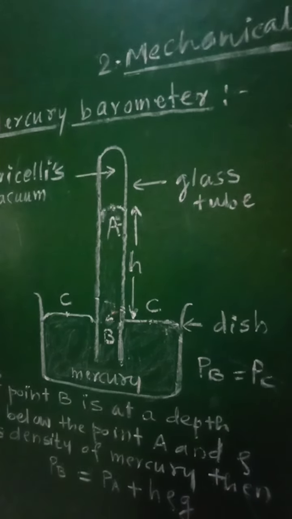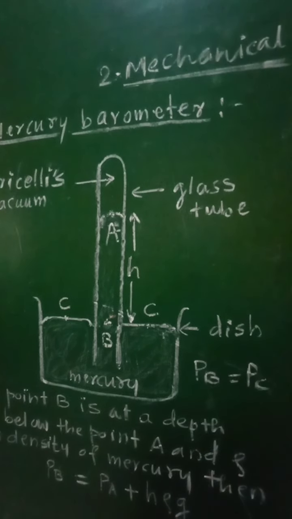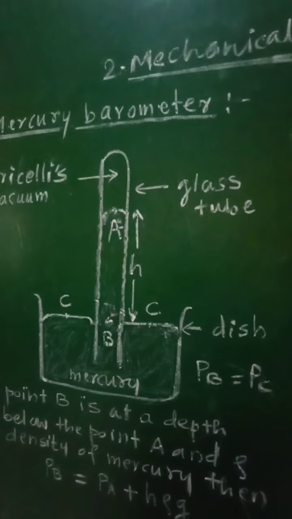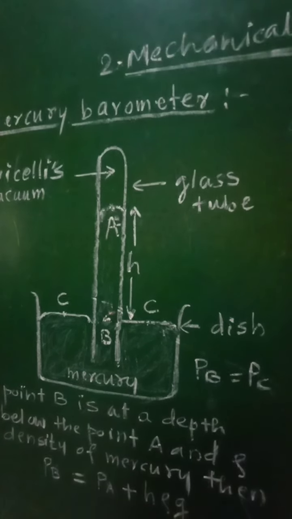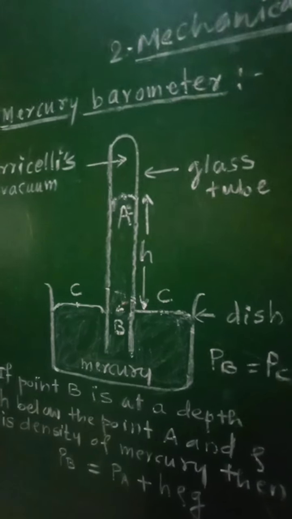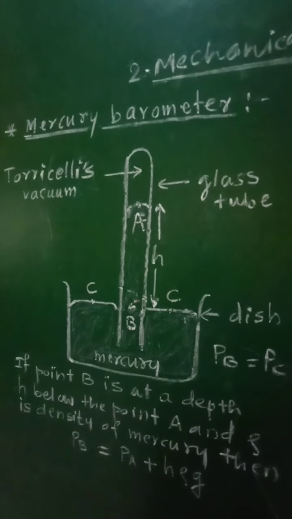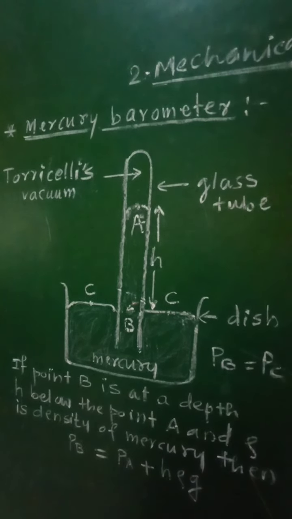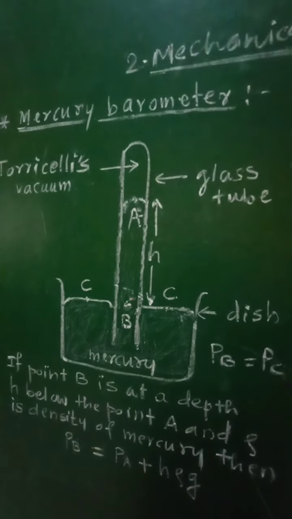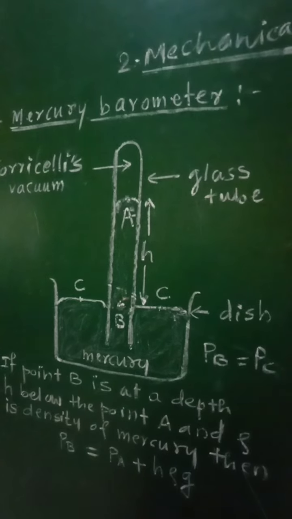Now let us consider a point C on the mercury surface in the dish and another point B inside the tube at the same horizontal level as that of point C. Here points B and C will be at the same horizontal level, and therefore the pressure at point C is equal to atmospheric pressure P0 because it is open to the atmosphere.